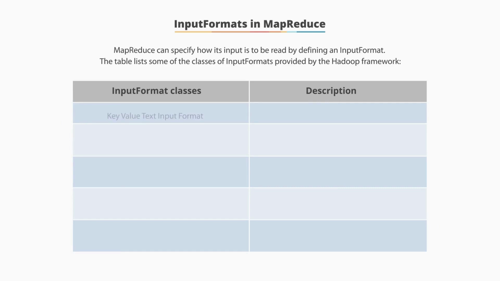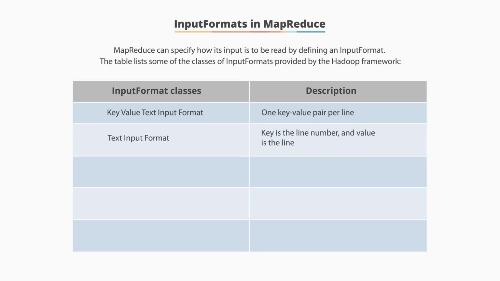The first class is key-value text input format, which is used to create a single key-value pair per line. Text input format is used to create a program that considers a key as the line number and a value as the line itself.